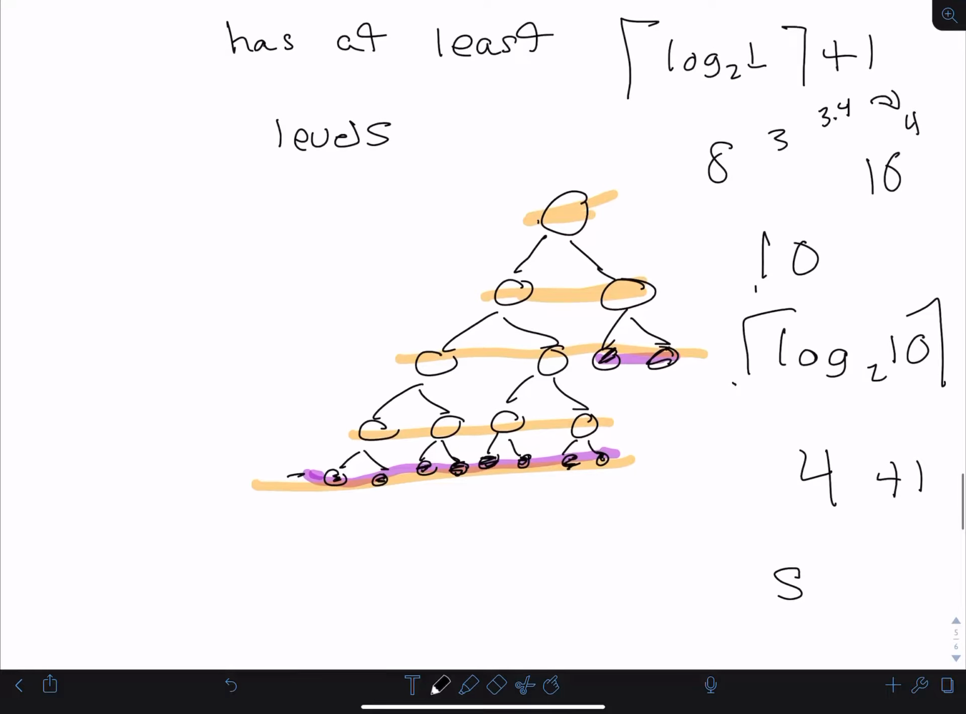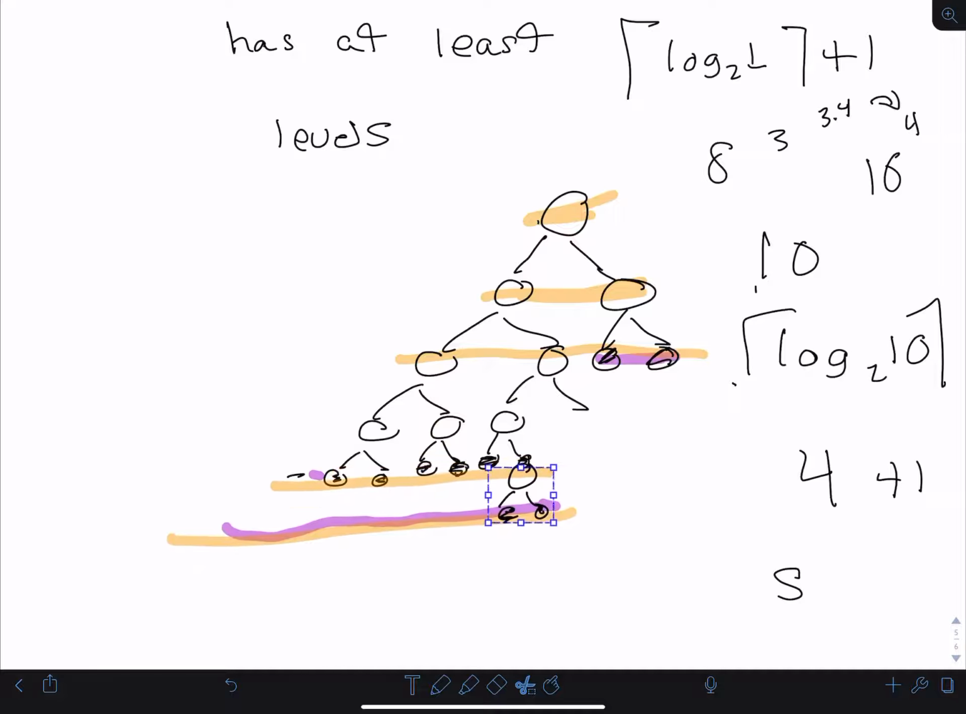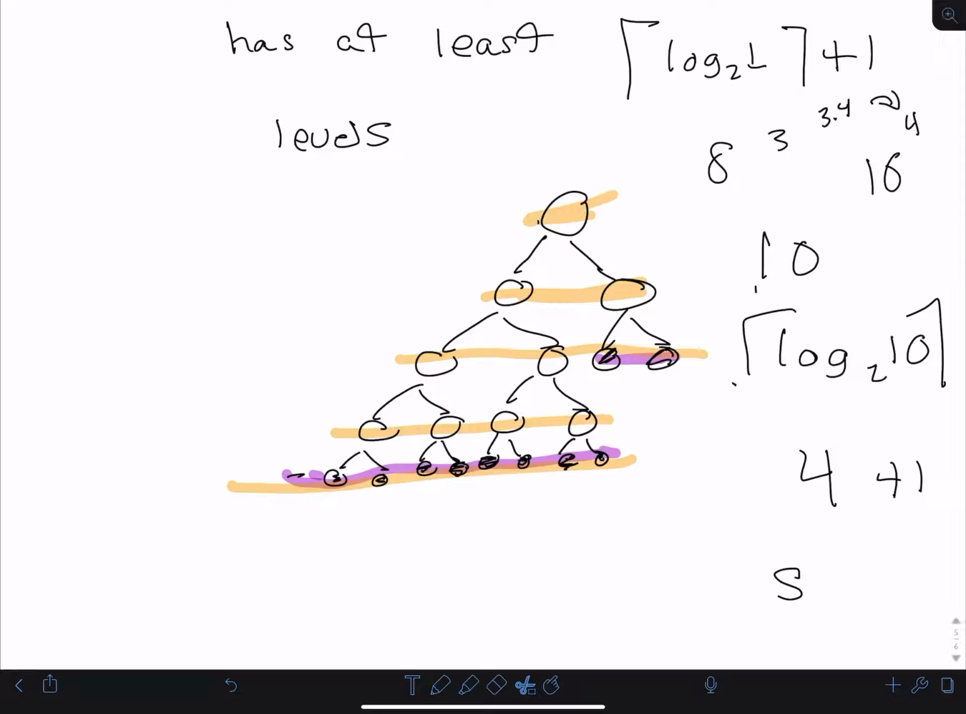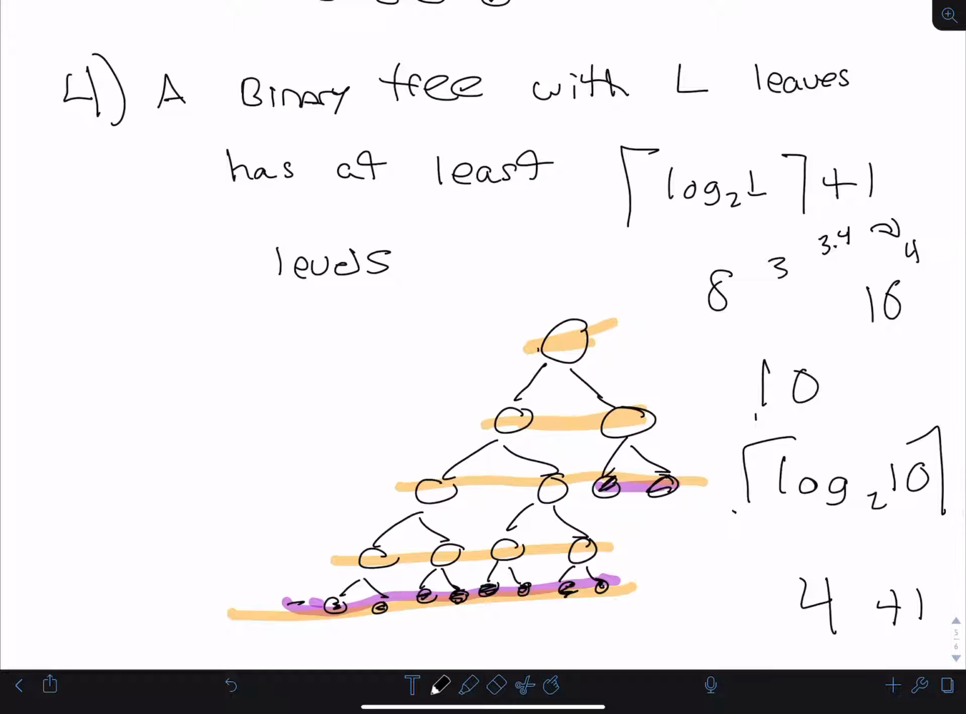We could make this bigger. Like we could take this branch, per se, and then just put it down here, right? We could do something like that. So we could have more levels, but we can't have fewer. So that's all this is really saying.